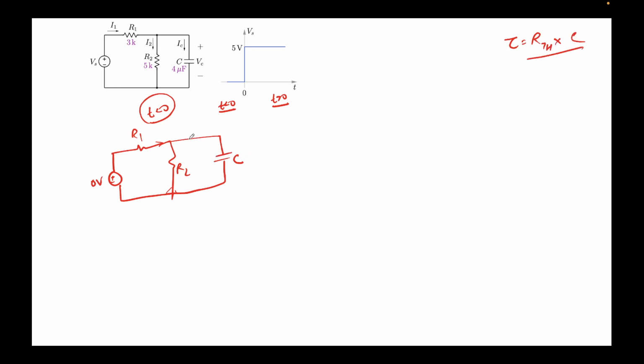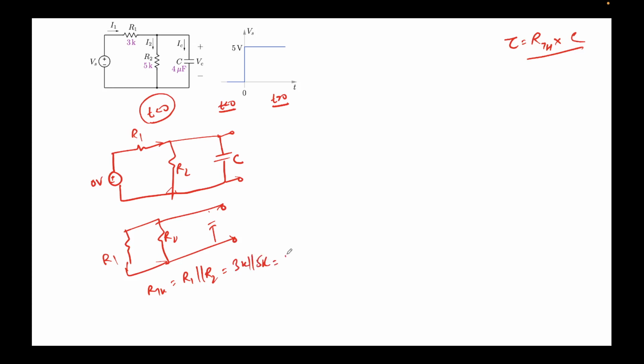So this means we need to find the Thevenin equivalent across this capacitor. For this circuit, this is fairly straightforward. If I drop this 0 volts, it will look like R1 parallel R2, and this is where our capacitor is, right? So RTH will simply come out to be R1 parallel R2. This is 3k parallel 5k. So this will come out to be 3 times 5 divided by 8k, which is 15 by 8k. So this is the R Thevenin for t less than 0.